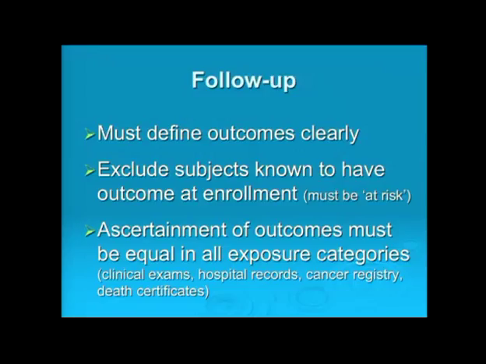And so, in fact, probably this person was not at risk at the time of enrollment. They already had an oncogenic process going on. And then lastly, in follow-up, you have to ascertain the outcomes, and you have to use a method that is equal in both exposure categories.